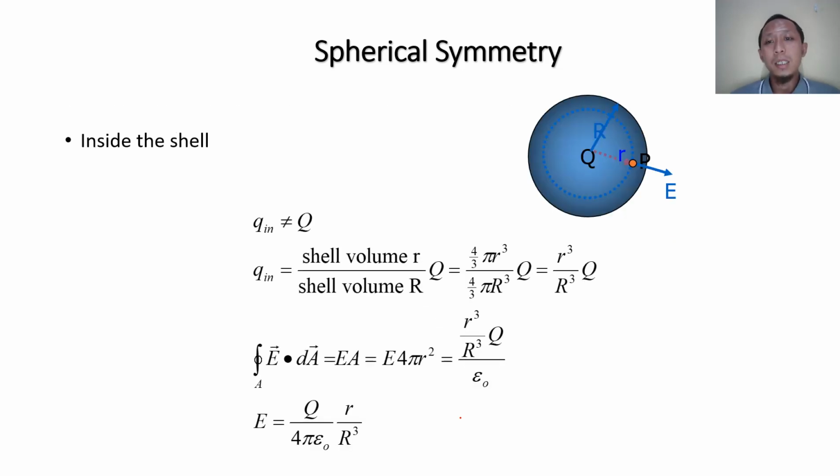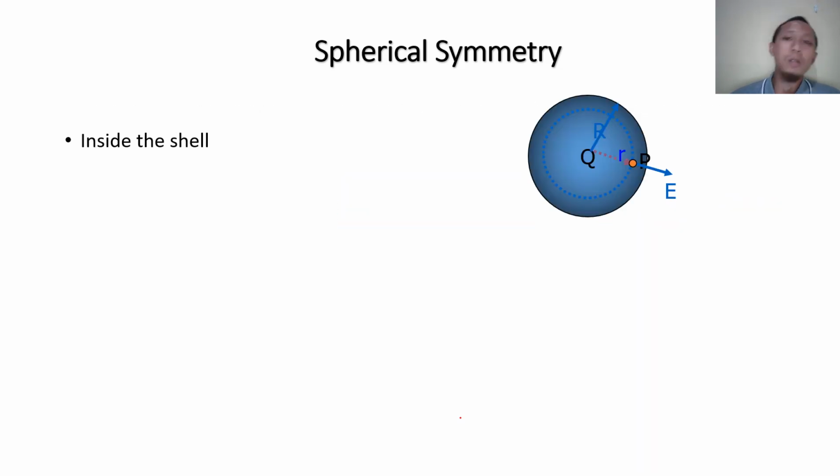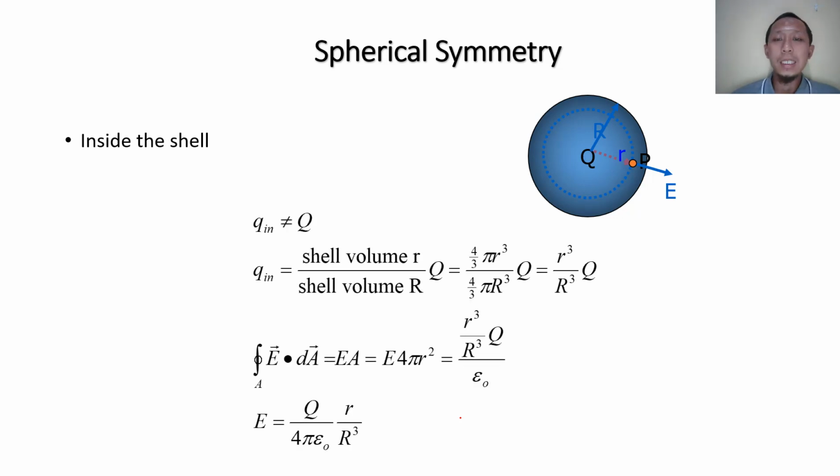And then for the inside of the shell, we know that this is spherical symmetry. So the total Q is not equal to the Q in. Q in is like this one here. So the Q inside of the shell is not similar to the total or Q enclosed. So we can make a similarity between Q in and the large Q.